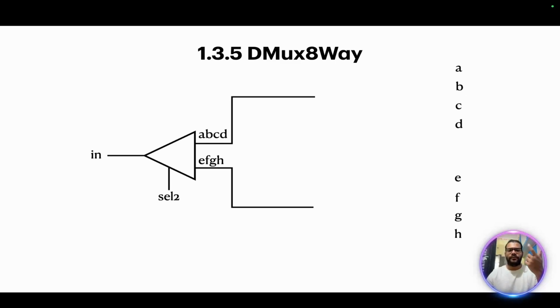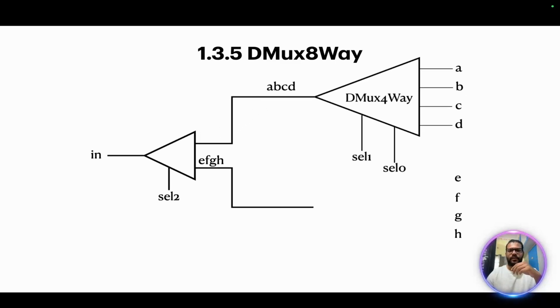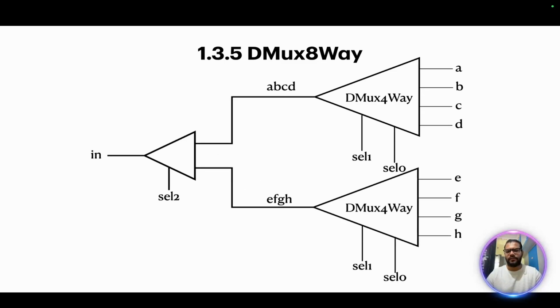So you have one input that is supposed to split into 4. What do we use? We use a demux 4-way. So ABCD is split into A, B, C, and D, and EFGH is split into E, F, G, and H. So you need one demux chip and 2 demux 4-way chips to implement a demux 8-way. All right.